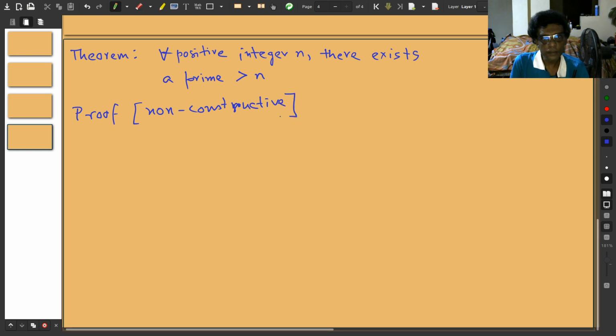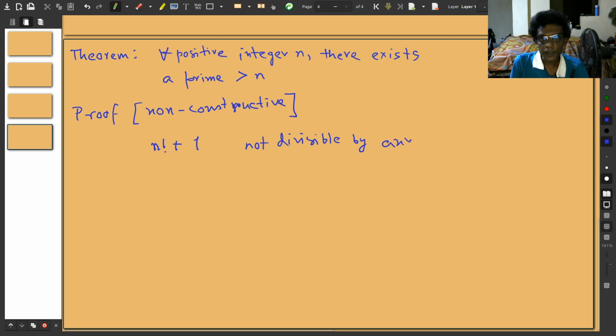How do I prove it? We consider the number n factorial plus 1. This is not divisible by 2, 3, 5, up to all primes less than or equal to n. So it is not divisible by any prime, and for that matter any number, less than or equal to n.